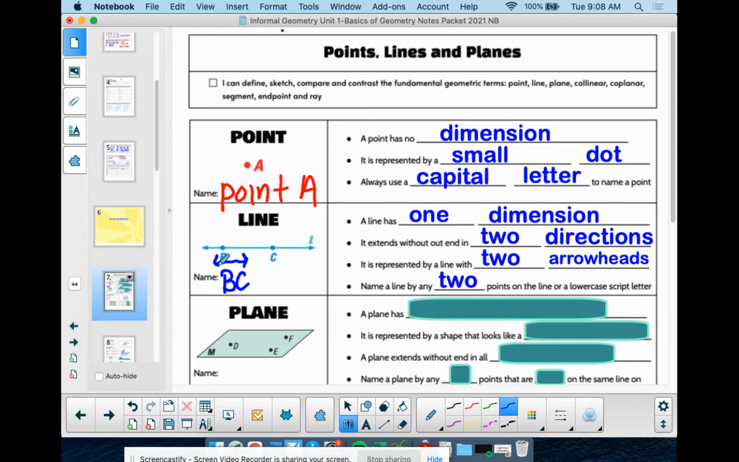Or you could use that script letter. Do you guys see that cursive L right there? You could call it line L. So there's 2 ways you can name a line. If there's that script letter, line L, or any 2 points. And you could have called it CB. You put the C first. The order of those points doesn't matter. Just make sure you have 2.